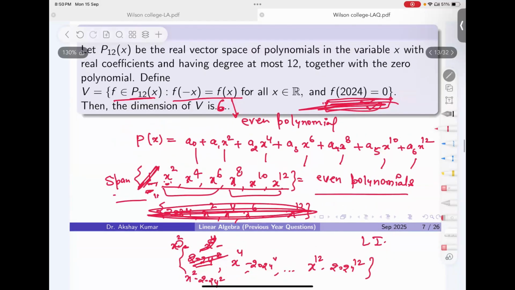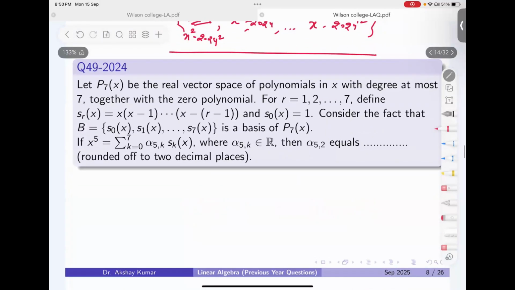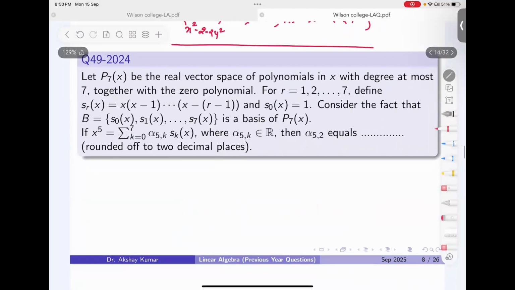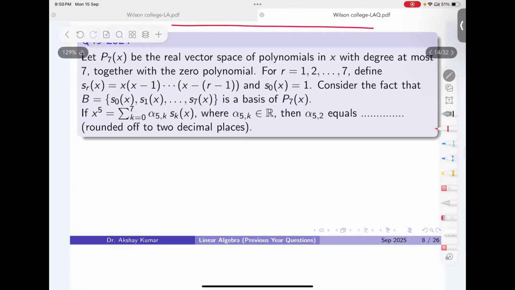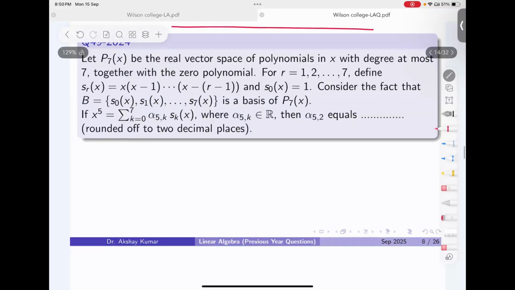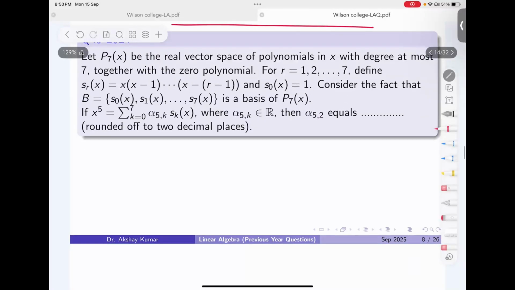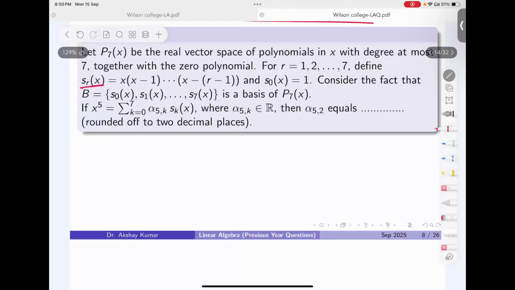Okay. So similarly, you can solve this one. So what is the question? Suppose P7(x) is the vector space of polynomials. Now what we have given, the form of S_r is, for S_0(x), it is 1, right? And what is S_1(x)? We put r equals 1. So this is x into (x minus 1), okay, r minus 1. Okay, this is x only.